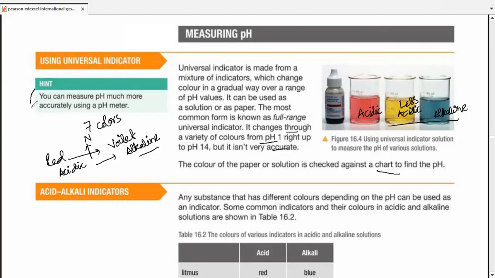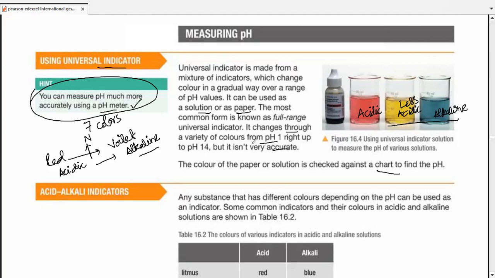But remember, you can measure pH much more accurately if you use a pH meter. A pH meter can easily tell us the pH up to 1 or 2 decimal points, and that's the most accurate way of measuring pH. So whenever you are measuring pH, you're always going to prefer a pH meter because that's going to be the most accurate one. Your second preference, if you can't use the pH meter, should be the universal indicator paper or solution, because both of them are considered the most accurate after the pH meter.